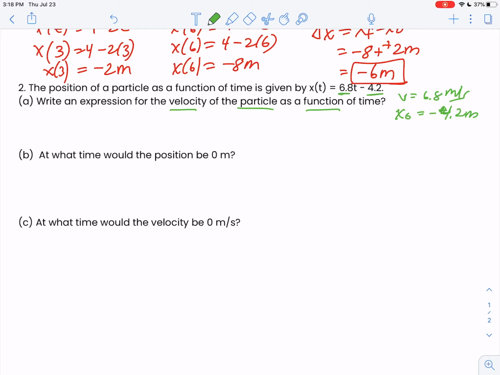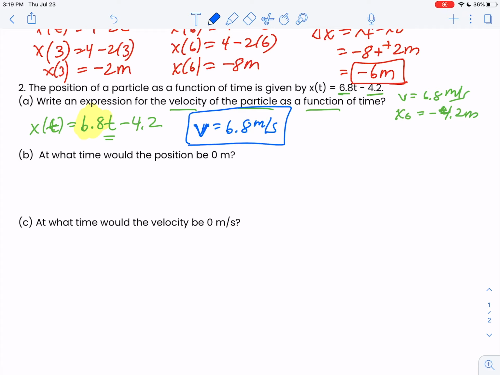When I see an equation in this kind of form, where the position varies linearly with the time, that means the velocity is constant. And by thinking about what we saw in the lab, I can see that this one is my velocity. So we're just going to write the velocity is 6.8 meters per second. Again, calculus-wise, we'll do that in the next week or two, but if you already know it, go ahead and write it.